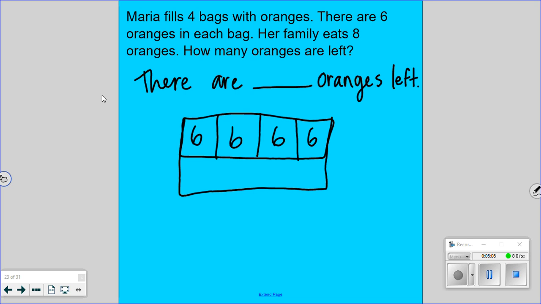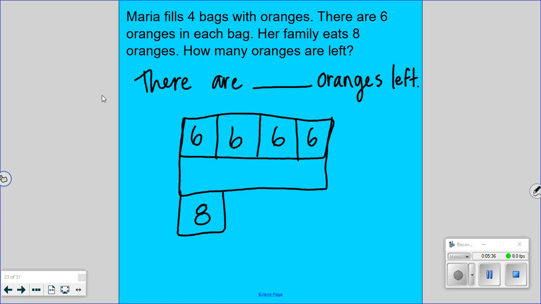You could do the one and then stack it. Am I going to put it next to my bag of oranges? No, because they ate them. They're all gone. I'm not adding any more. I'm going to put them down here. I made a little bar with an 8 in it.